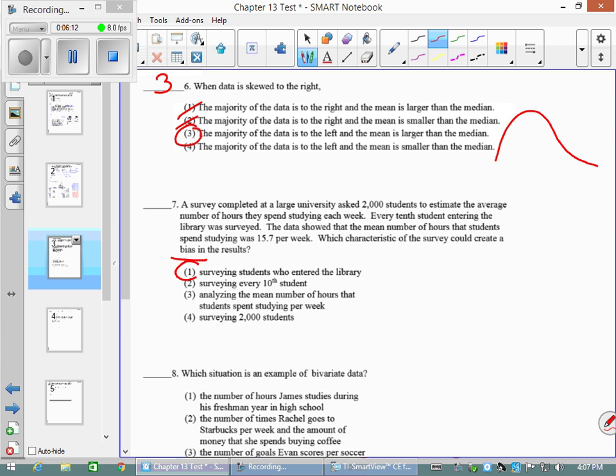Surveying students who entered the library. If you're entering the library, you're most likely going to be studying more than someone who is maybe on a football field or in a general place like the cafeteria. So that would create our bias.